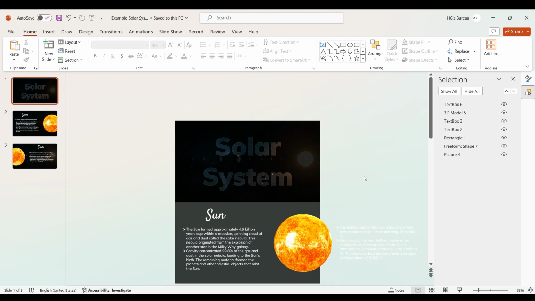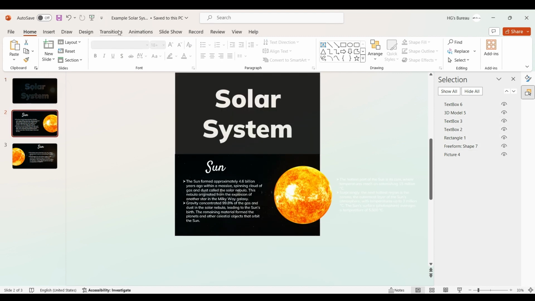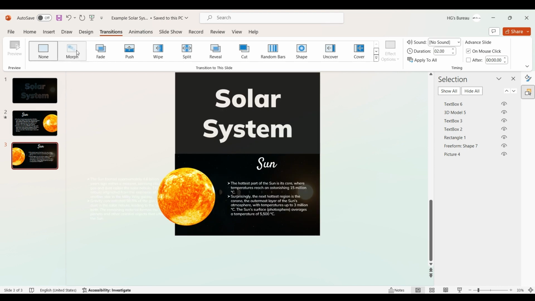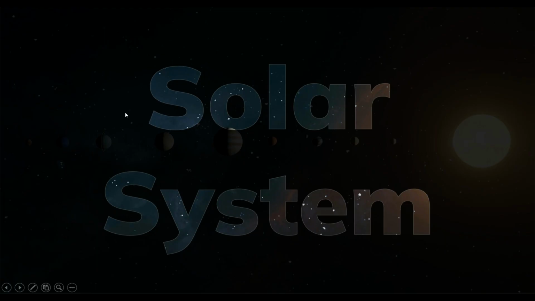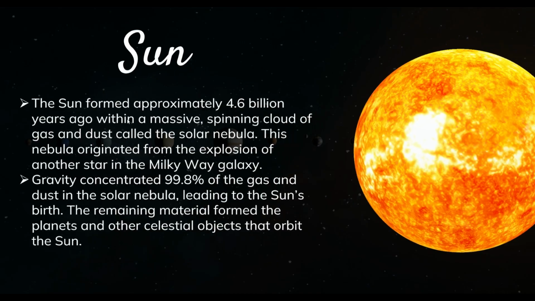Now select the second slide. Go to the Transition tab and select Morph. Do the same for the third slide as well. Also don't forget to rotate the sun in the first slide for extra effects. The presentation is now ready.